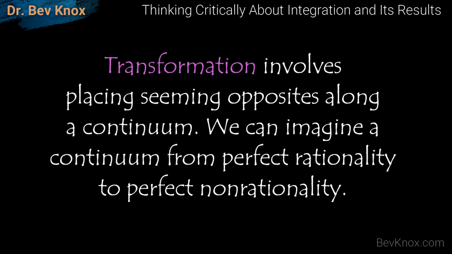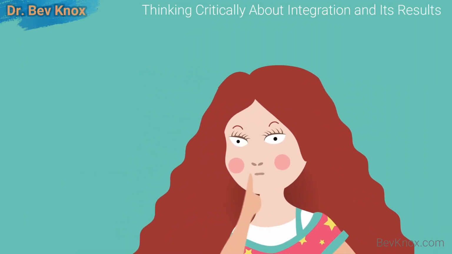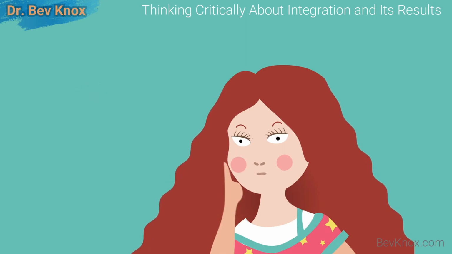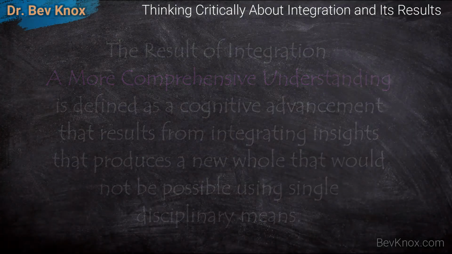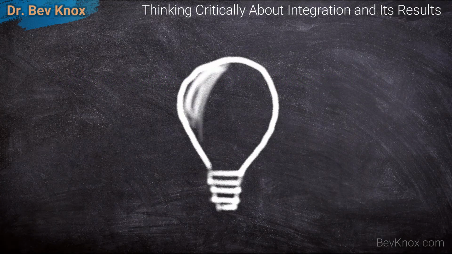And transformation involves placing seeming opposites along a continuum. We can imagine a continuum from perfect rationality to perfect non-rationality. Now, when we talk about the result of integration, a more comprehensive understanding is defined as a cognitive advancement that results from integrating insights that produces a new whole that would be less possible using single disciplinary means. Unpacking this definition deepens our understanding of it.